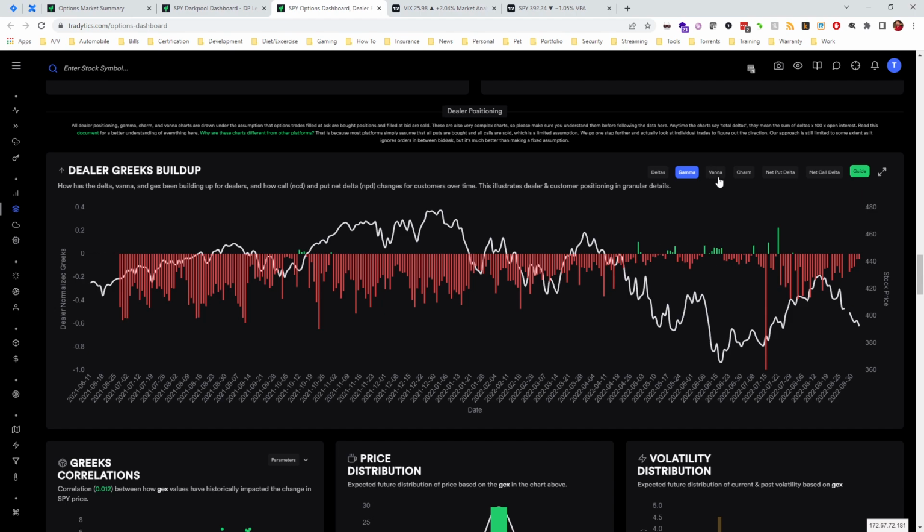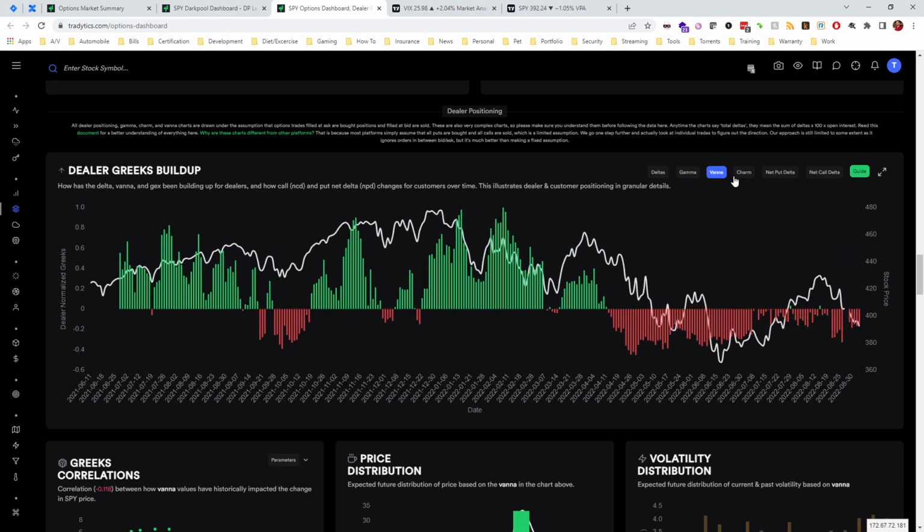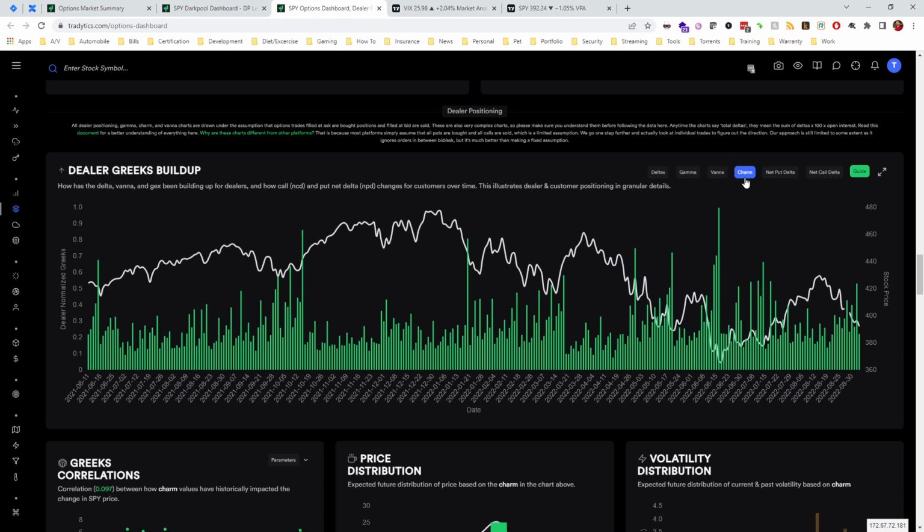And then of course we can also look at vanna. We can see vanna is largely negative currently, and then we can see charm is largely positive for the time being, and I'll cover those in future videos. Then we'll probably have to do one on tying it all together because vanna and gamma are very important, and they're most useful when you combine them together.